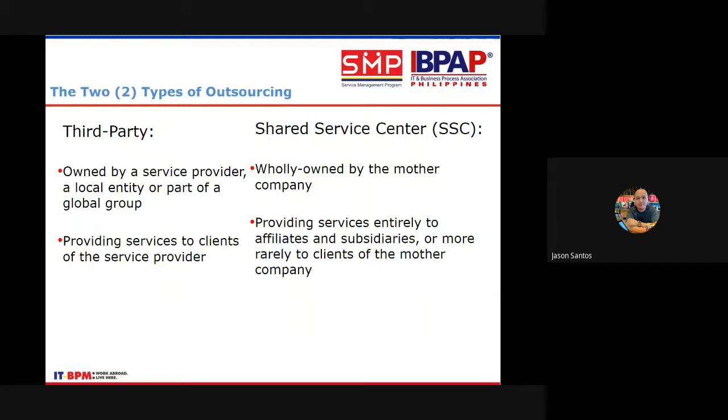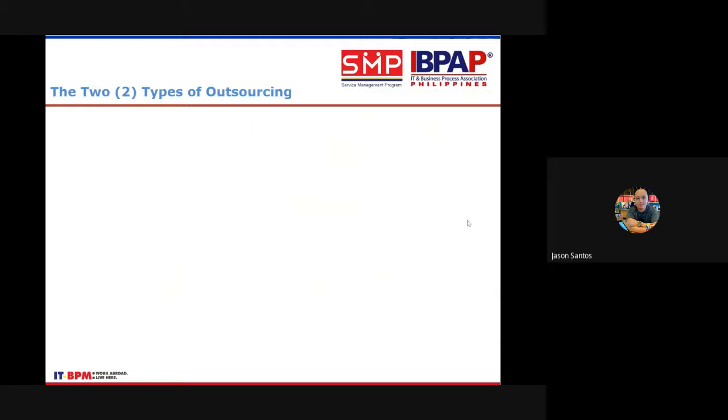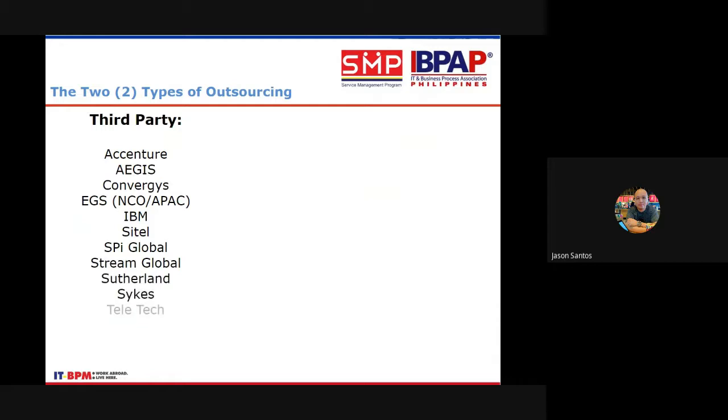So let me explain the differences between these two types of outsourcing further. Okay. So for third party, here are some examples. We have Accenture, Aegis, Convergys, EGS, IBM, Cytel, SPI, Stream, Sutherland, Sykes, and Teletech. So Teleperformance, Telus. When you say third party, what this means is that these centers are catering services for other multiple and other accounts, okay, or other businesses.